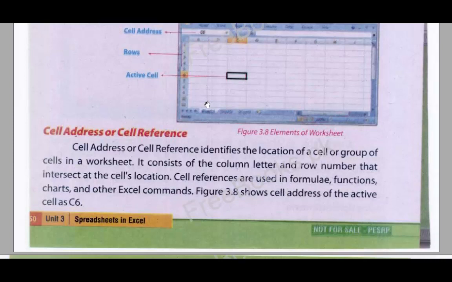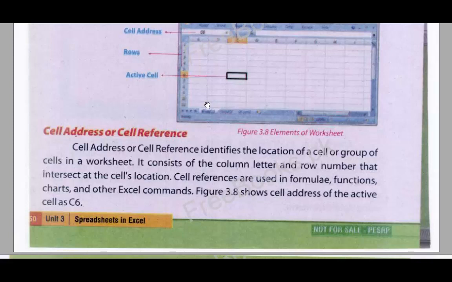What is cell address and cell reference? Cell address or cell reference identifies the location of a cell or group of cells in a worksheet. It consists of column letter and row number that intersect at the cell's location. Cell references are used in formulae, functions, charts, and other Excel commands. Figure 3.8 shows cell address of the active cell as C6. Basically, cell reference is required if you are doing some sort of calculation that are connected with each other. Then you need cell reference or cell address to do these things.